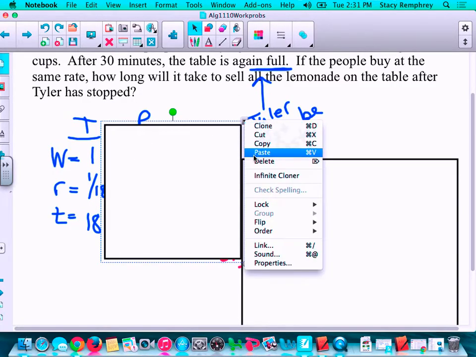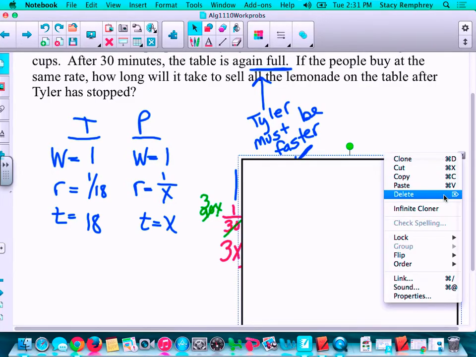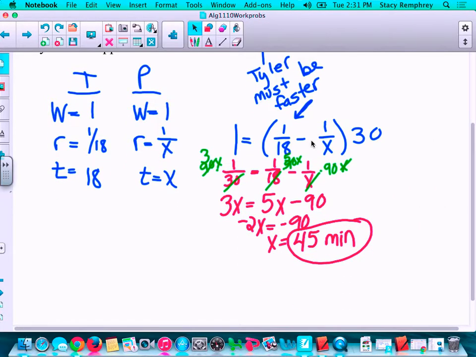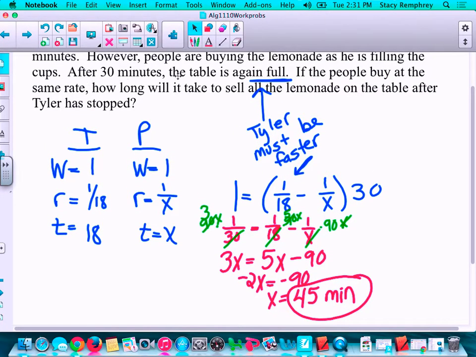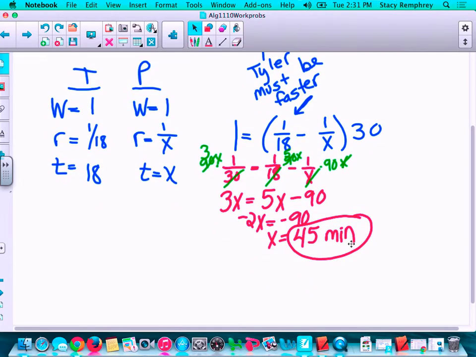The people, I don't know the time for how long the people work by themselves, so that's the X. So this is subtraction. They're working against each other. Again, Tyler is faster. I figured that out because when both were happening at the same time, the result was a full table. So the fill must be faster than the empty. I divided both sides by 30. I multiplied by the LCM of 90. And I solved for 45 minutes. So that is the end of the work notes. And we will work on those problems later.